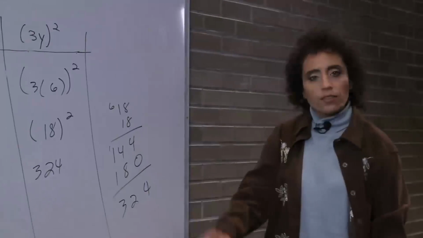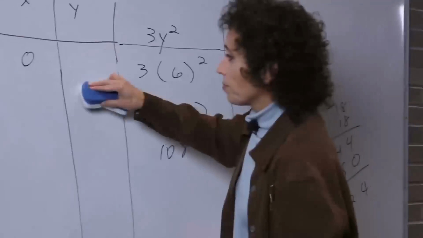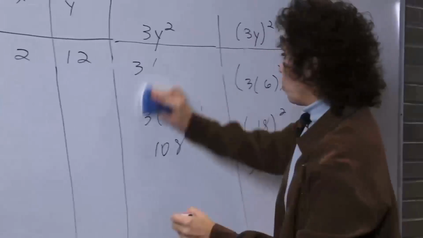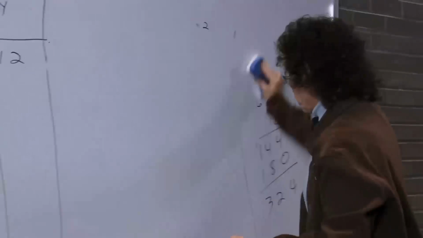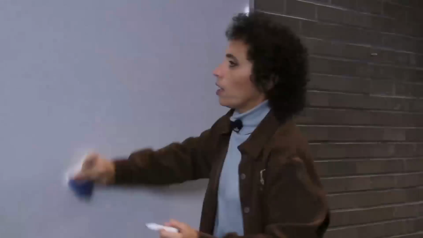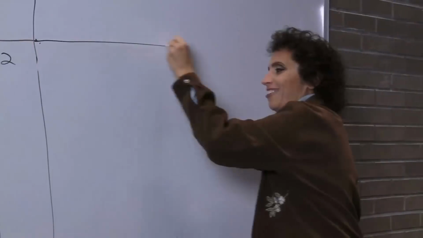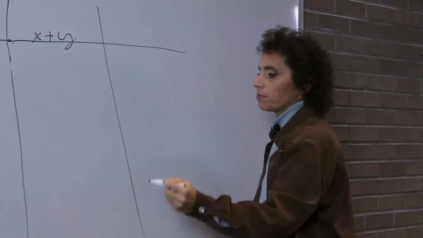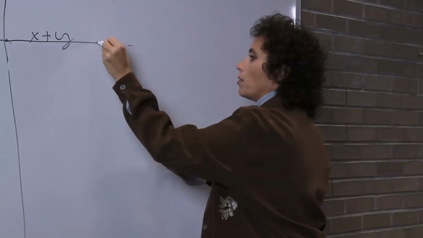Okay, so that takes care of the 0 and the 6. Now we have one more to go, the 2 and the 12. Wow, this is a long table. But hopefully by the end you'll know how to substitute. Okay. X plus y. Oh, that's a bad slant. Let's try that again.